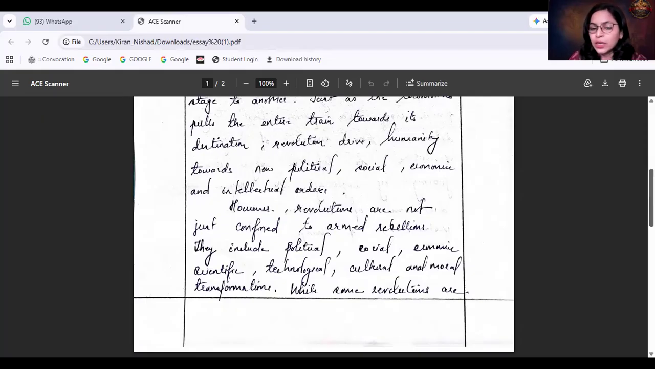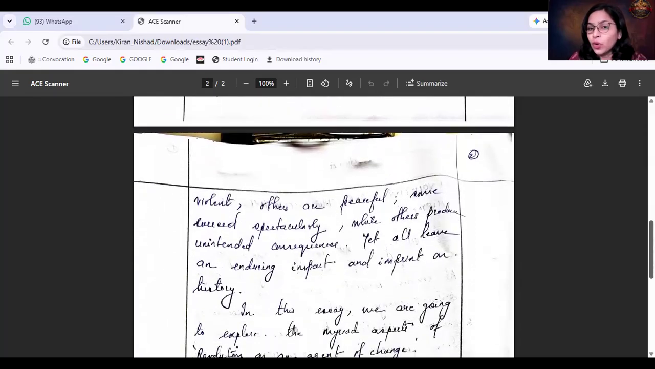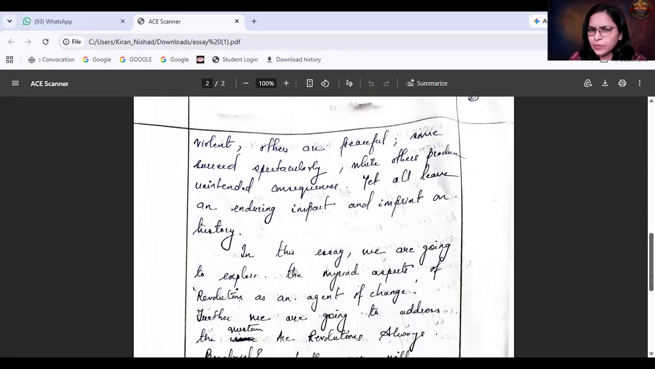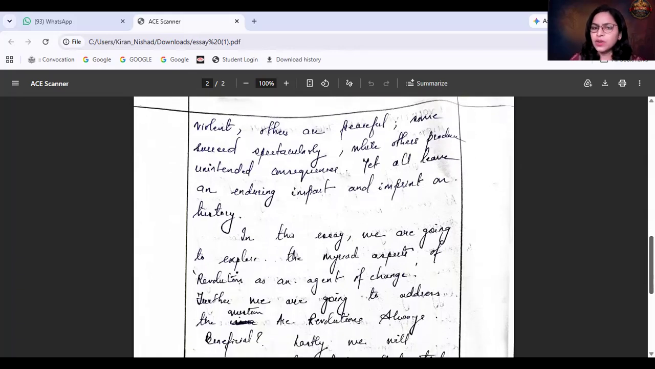Okay. When I've mentioned that while some revolutions are violent, definitely we need to acknowledge that some revolutions are violent. At the same time, others are peaceful too. Some succeed spectacularly, while others produce unintended consequences. So some revolutions succeed, get the result what they want, but some produce some aftermath, some unintended consequences also. But whatever is the nature of the revolution, they all leave an enduring impact and imprint on the history.